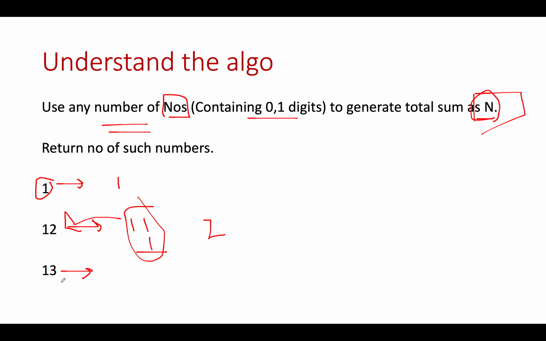Let's try and understand it with another example. We have 13 now. The first number that we will use is 11. The remaining sum is 2. So 2 can be broken into two parts, 1 plus 1. The total is 11 plus 1 plus 1. The answer is 3. So try and understand the pattern here.